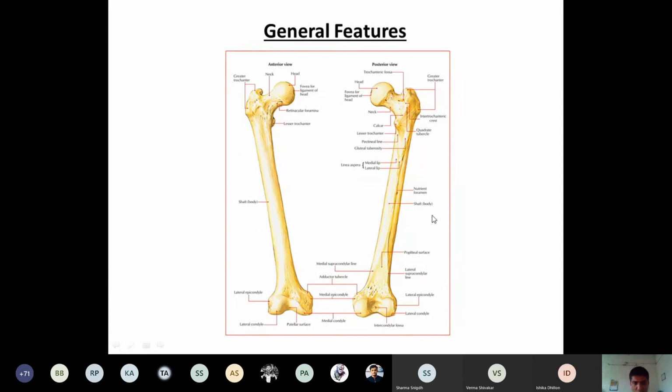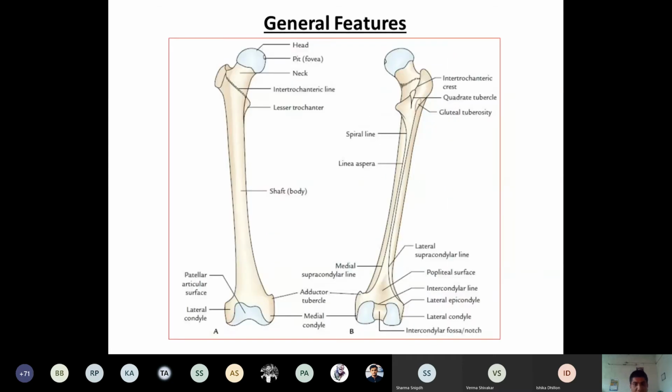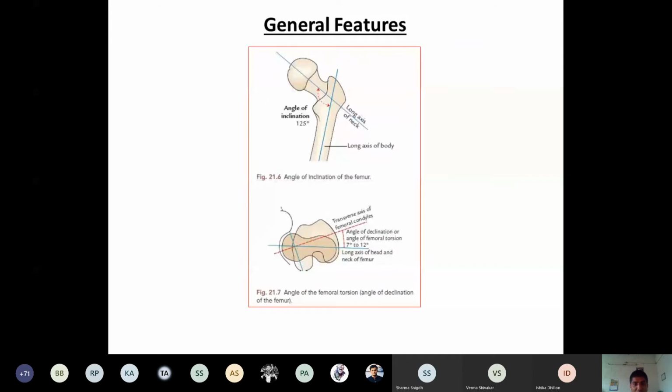Okay, so these are the things which you have to know in the femur. The shaft you have to know, the lower end and upper end you have to know, and then the features of the upper end, lower end as well as shaft you have to know, and some of the attachments. Some of the important points I'll tell here.